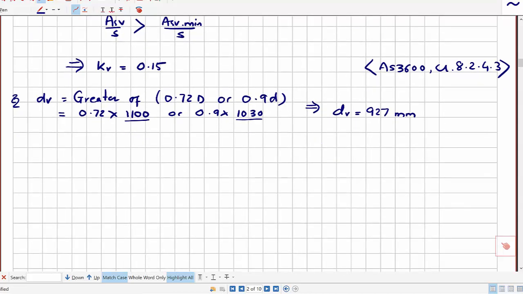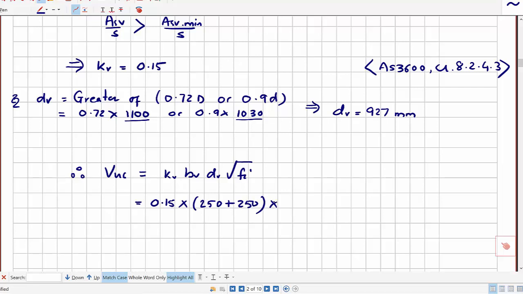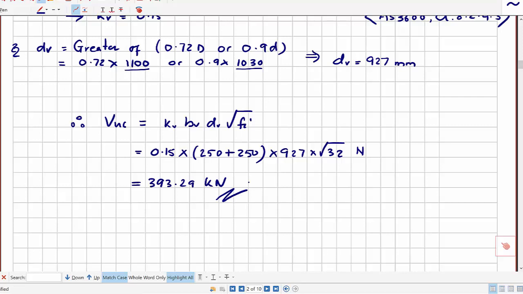Now with that we can find out the shear capacity contribution from the concrete. That is, Vuc, the contribution of shear capacity from the concrete section alone, is Kv bv dv times the square root of f'c. Now in here Kv we have found out as 0.15, bv, there are two webs, so each one of them is 250 millimeter, and dv we have just found out as 927, and f'c is 32 megapascal. That will give us Newton, and in kilonewton this comes out as 393.29 kilonewton. So this is the shear capacity contributed by the concrete section alone.